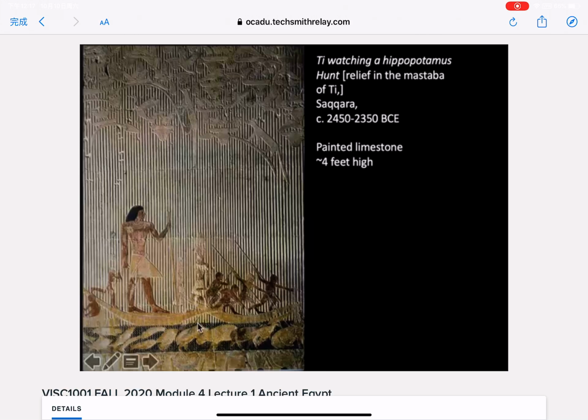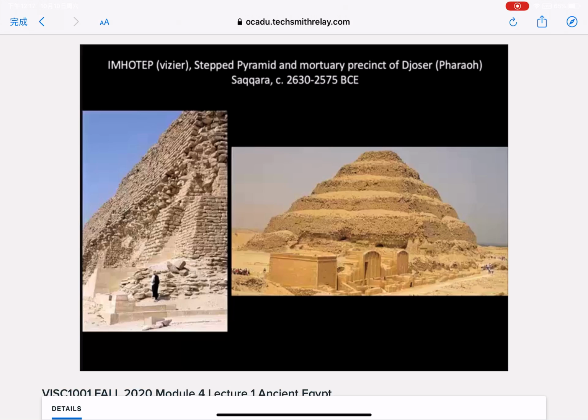One of the first truly grandiose royal tombs built for a pharaoh or king is the stepped pyramid of Djoser, of the third dynasty, and it stands in Saqqara, an ancient necropolis or city of the dead for the city of Memphis.